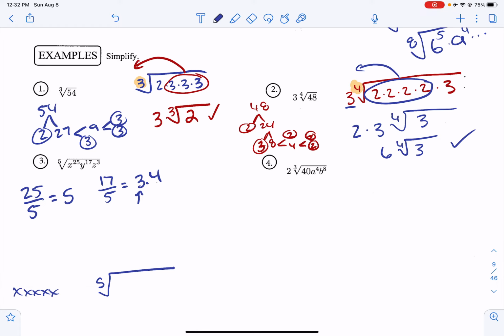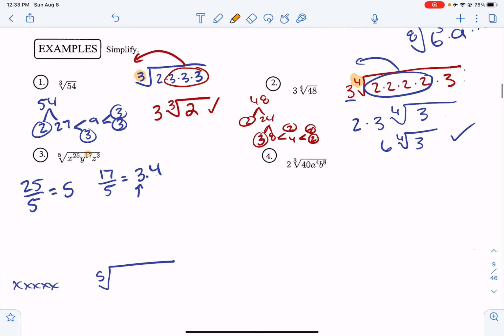I'm going to get 3 groups of 5, and then I'm going to have a little bit left over. Okay? Well, my 3 groups of 5, what's 3 times 5? That's 15, right? So 15 of those 17 Y's are going to go away, and they're going to move out to the front and become those 3 groups.